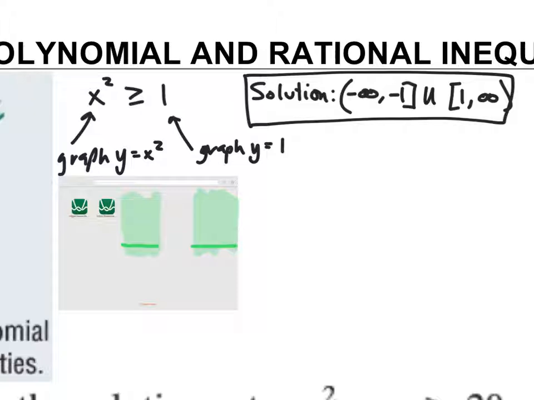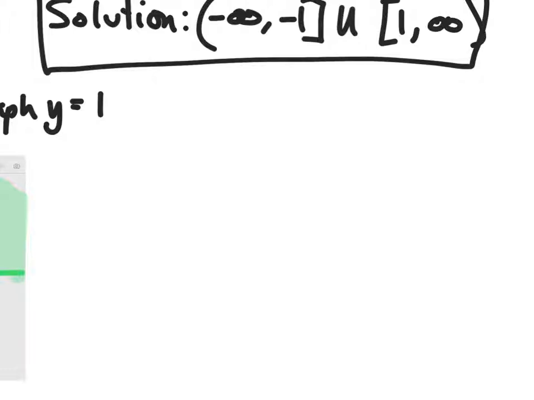Now, this is the graphical method, but what I do want to do is show you algebraically how we do that. So here's what I'm going to do. I'm going to consider just the equation x squared equals 1. All I've done is take away my inequality and put an equal sign.